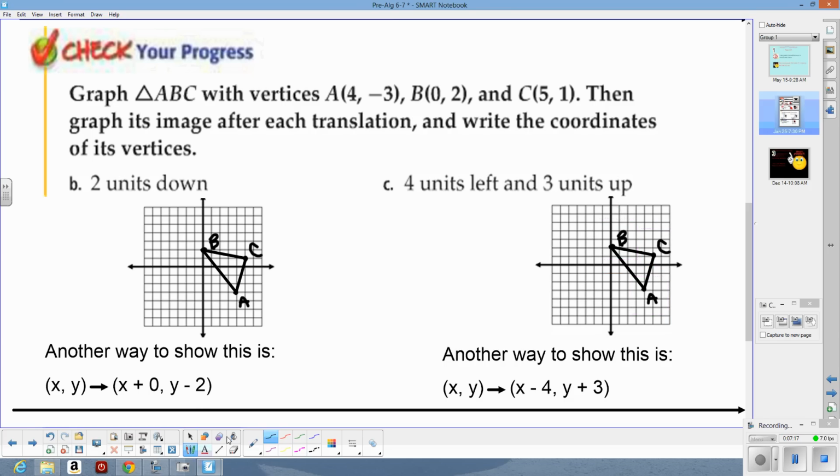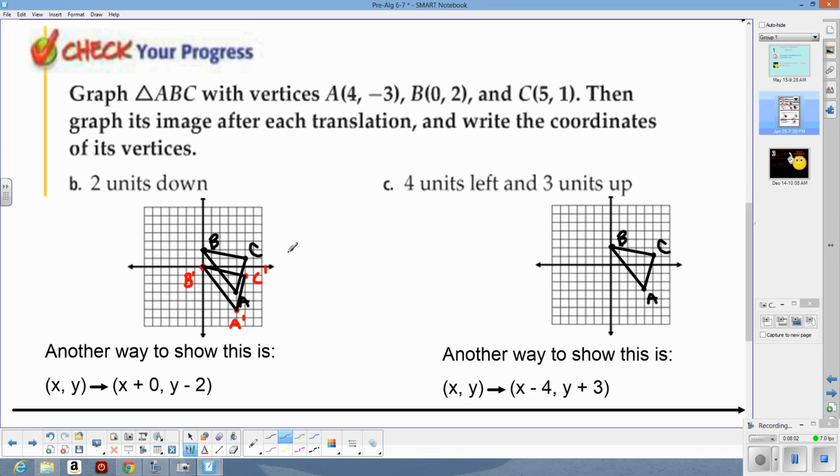Now in the first example, it says to move it 2 units down. So we're going to just take each point and go down 2 units. This time it's not going to go right or left at all, it's just going to go down 2. So B prime is going to end up right there. A prime will be right here. And C prime will be right here. And then connect those. You'll see a triangle just like the first, but moved down 2 units.